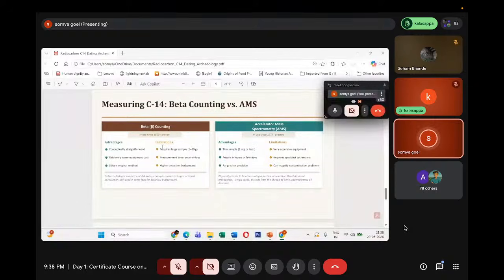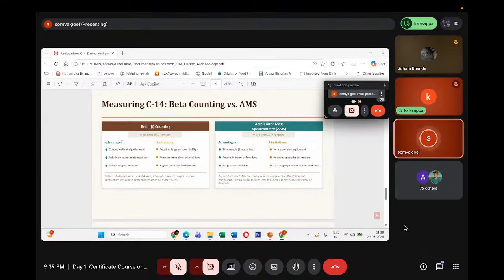So for beta counting, a huge amount of sample is being destroyed, right? 10 grams and even more. It is being destroyed because it is being converted into gas or liquid, right? So in that way AMS is very useful. Also, it is very fast, so you can get the results within hours or only a few days at max. So you get the result a lot faster and also with a lot of precision.